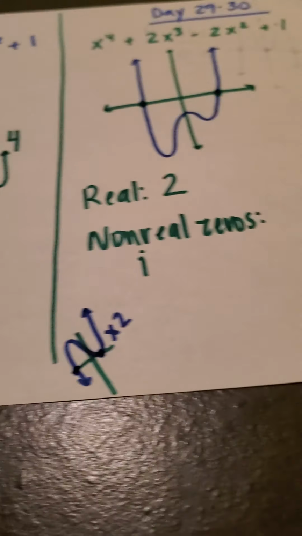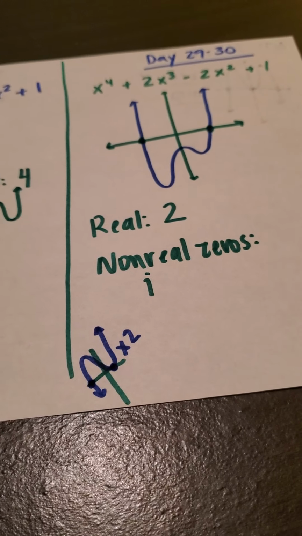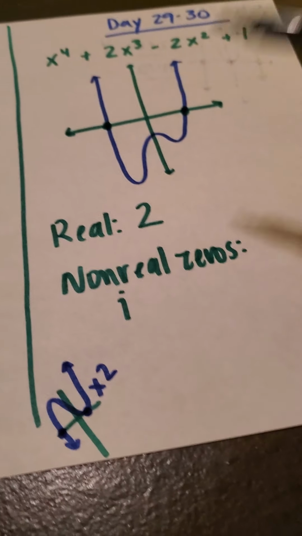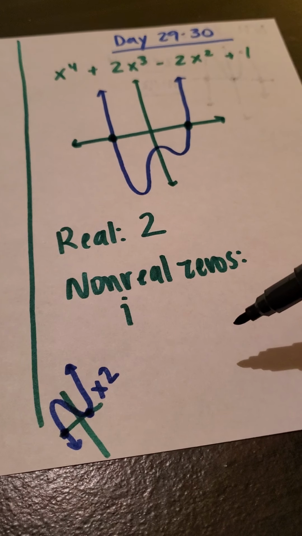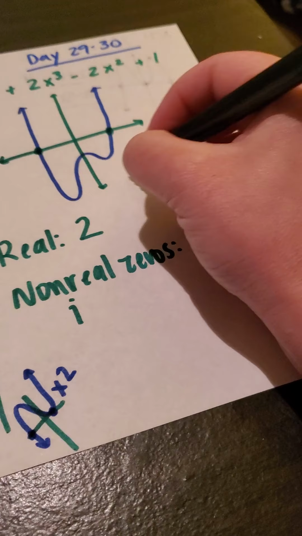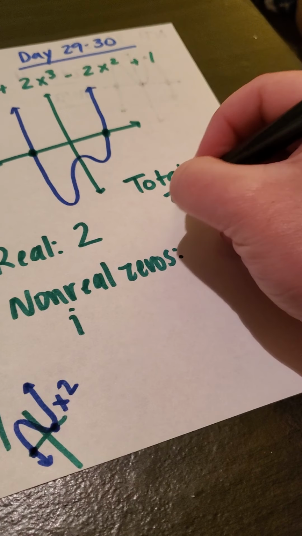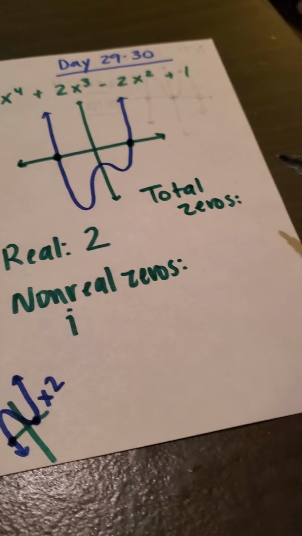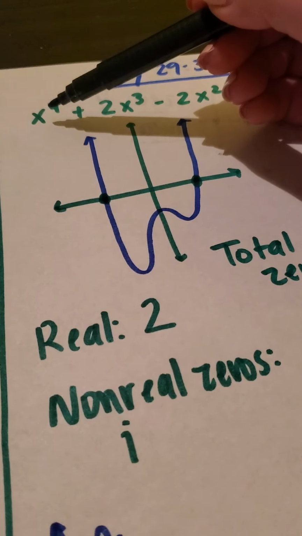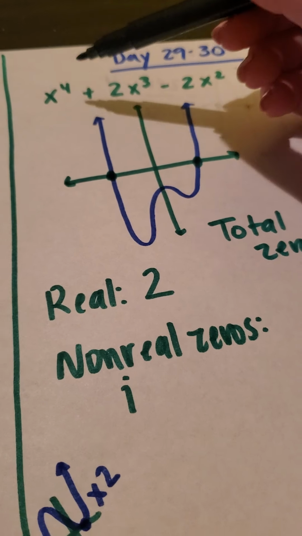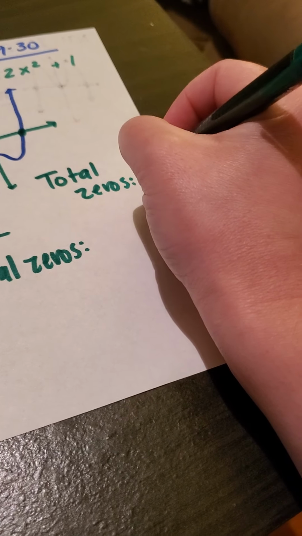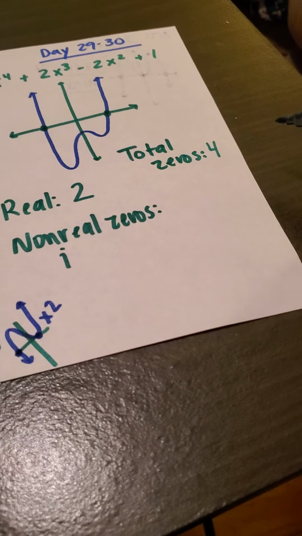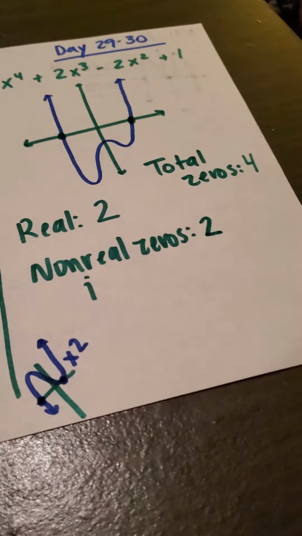All right, so anyway, back to our problem. We found the number of real zeros by looking at when it crosses the x-axis. To get the non-real zeros, we also need to make sure we know the total zeros. And that's just like what we did on days 27 and 28. The total zeros is by the degree, my biggest exponent, which in this one is 4. So my total zeros are 4. If I have 2 real and there are 4 total, then I only have 2 left over to be the non-real zeros.